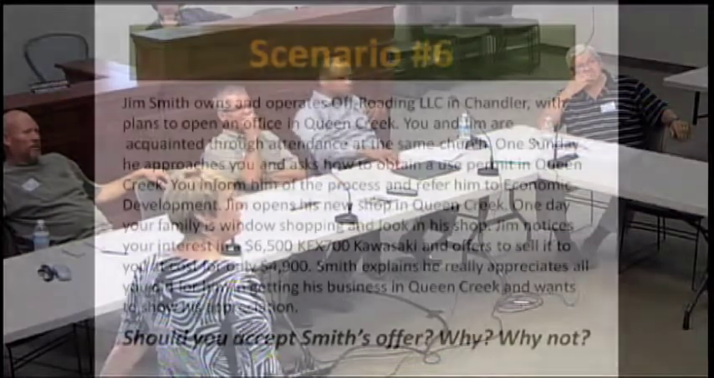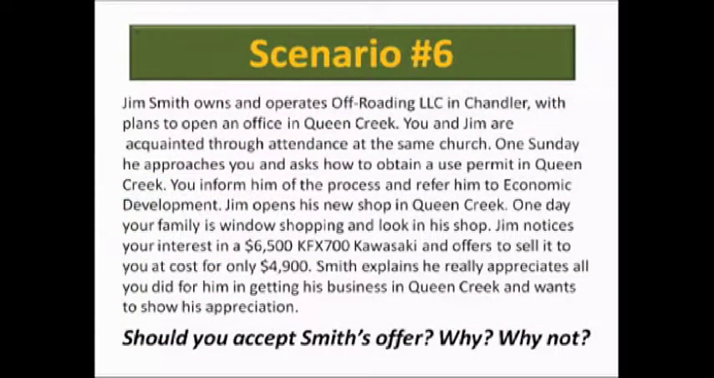We're almost done. Jim Smith owns and operates Off-Roading LLC in Chandler, which plans to open an office in Queen Creek. You and Jim are acquainted through attendance at the same church. One Sunday, he approaches you and asks how to obtain a use permit in Queen Creek. You inform him of the process, you refer him to people in economic development, and eventually Jim opens his new shop in Queen Creek. One day, your family's window shopping happens to go by his shop, and you notice this $6,500 KFX 700 Kawasaki, and you like it very much.